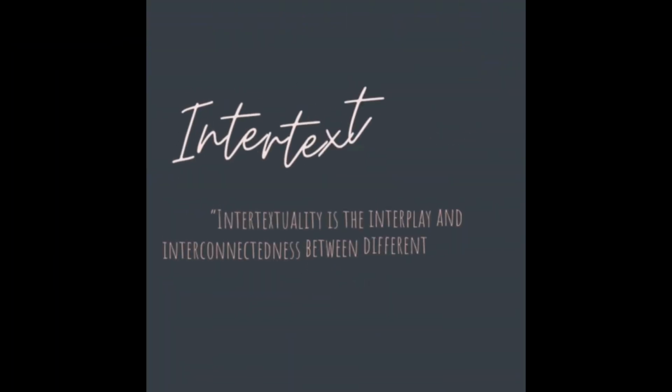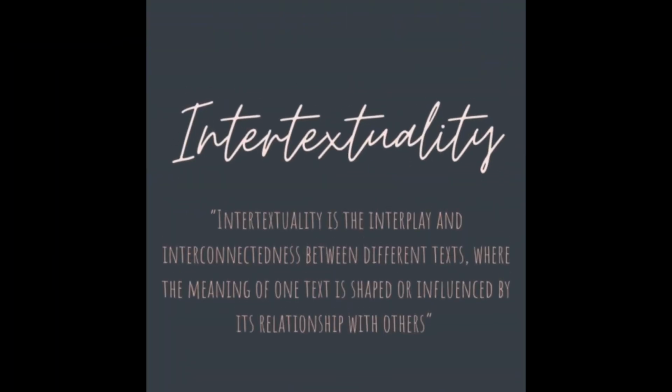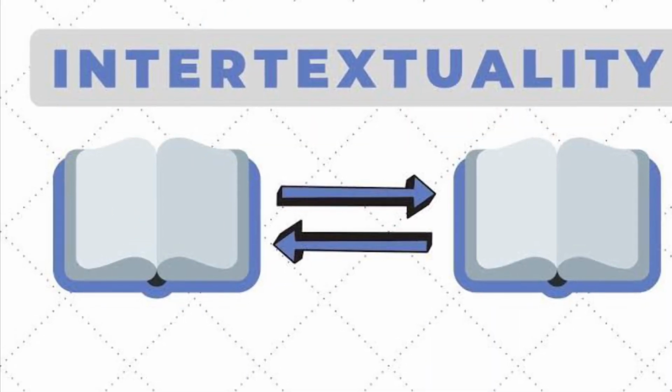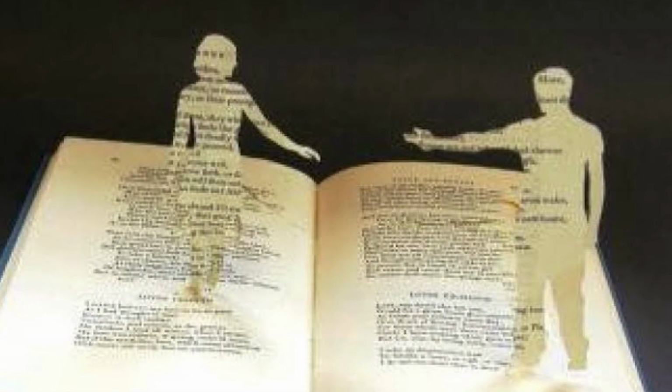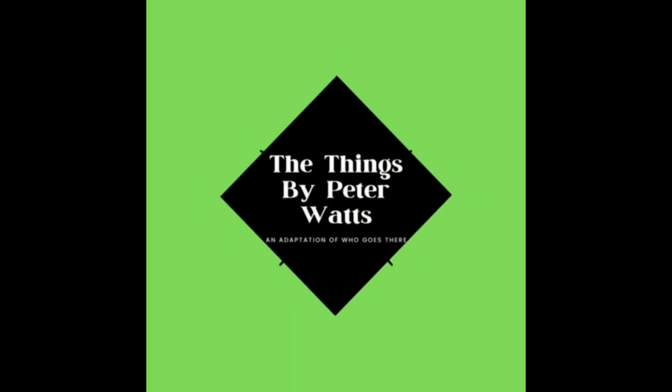Intertextuality is the interplay and interconnectedness between different texts, where the meaning of one text is shaped or influenced by its relationship with others. To elucidate, intertextual links are allusions that bridge one text to another, providing additional context to help readers form a comprehensive understanding of the writing. Now let's pair back to The Things.